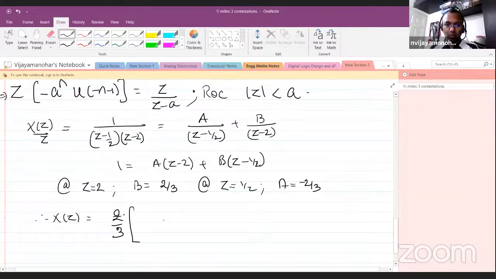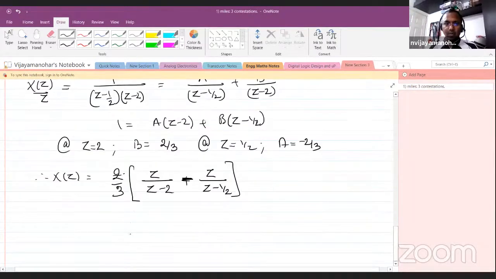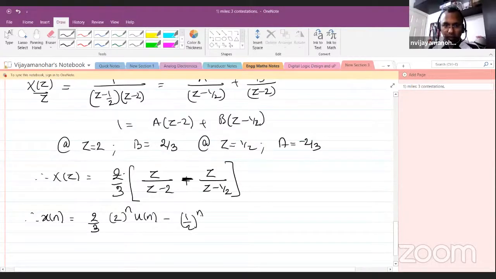B is 2 by 3. So z by z minus 2 plus z minus z by z minus half. This is what I'm getting. Therefore x of n, I can write it as 2 by 3 times 2 power n u of n minus 1 by 2 power n u of n. Correct?